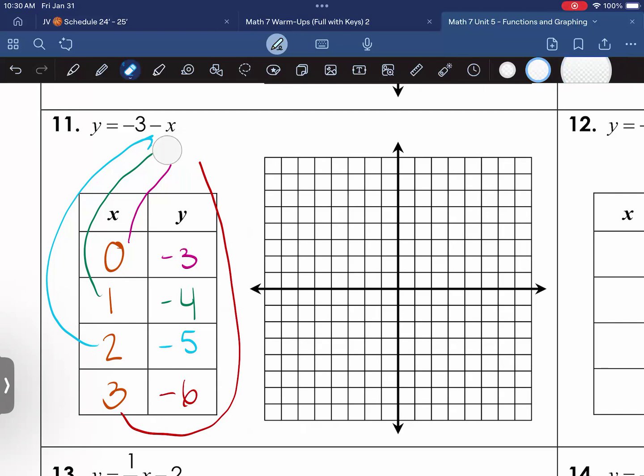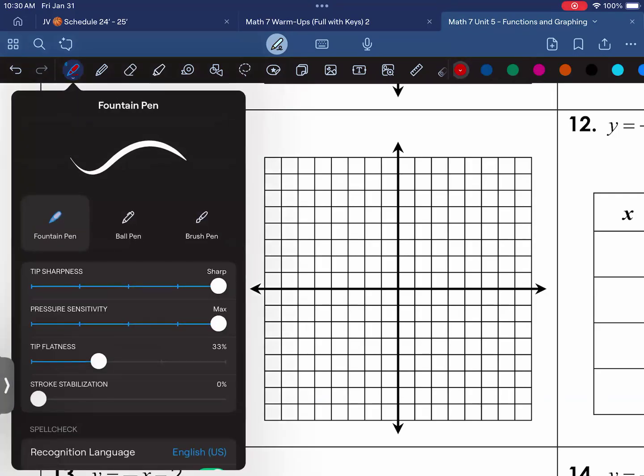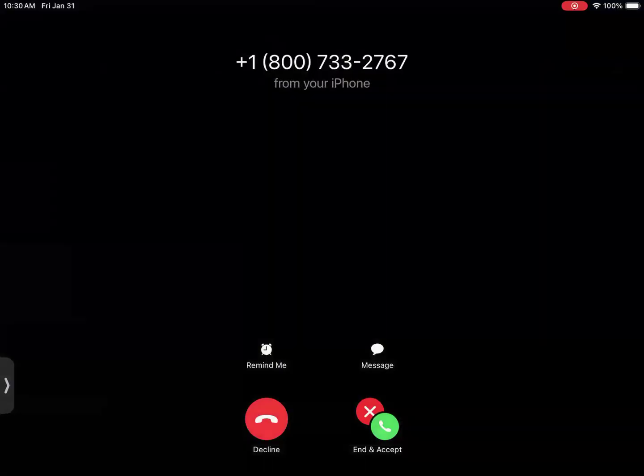All right, now we can go ahead and plot these points on our coordinate plane. So go ahead and try that on your own first. This is 0, -3. This is 1, -4. This is 2. Oops.